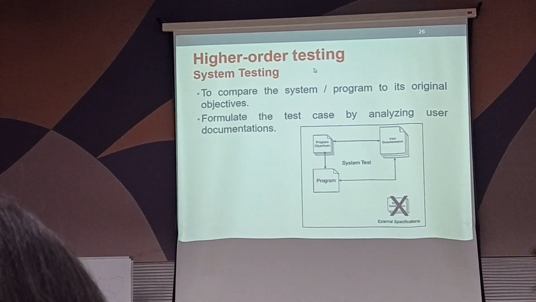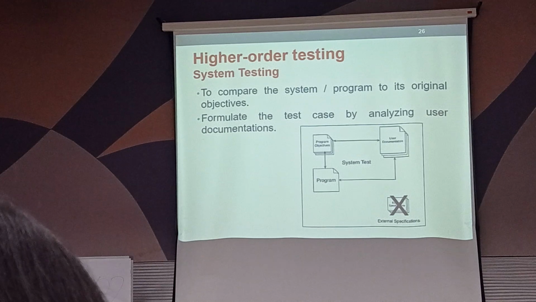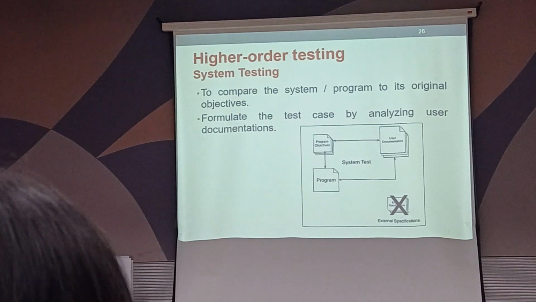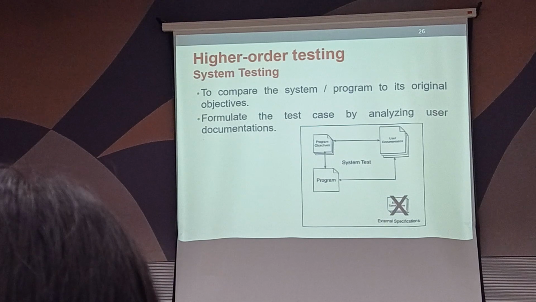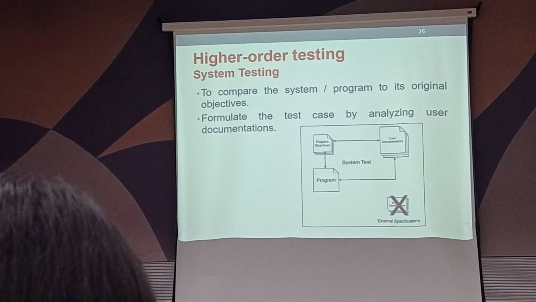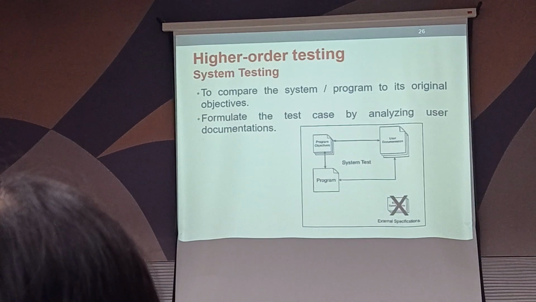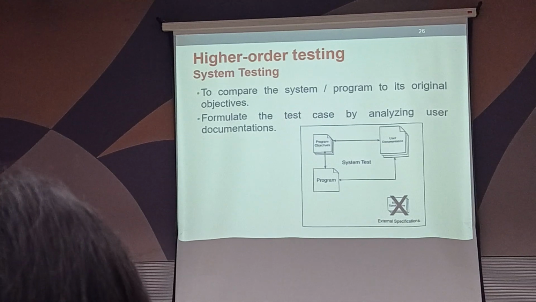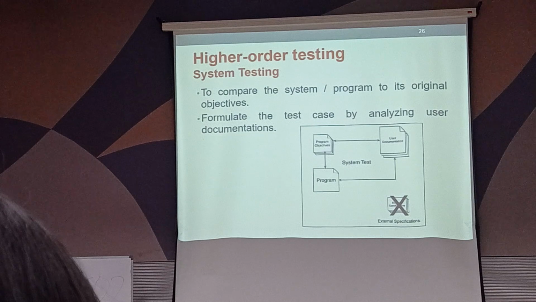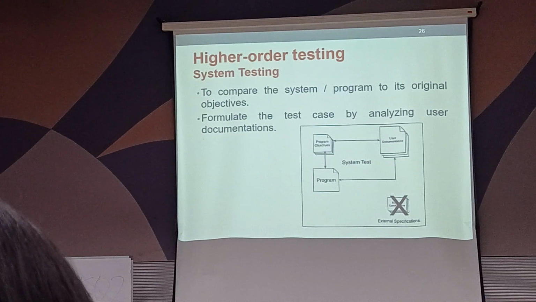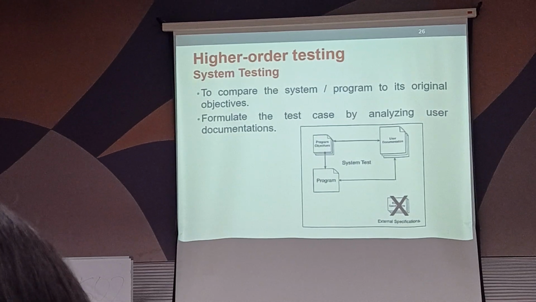So then when we say system testing, system testing will be to compare the system, or the executed program, to its original objective. So here we will be looking into what the system must do as an overall objective. When we say system testing, we are talking of the overall system. So we want to know if the overall system is fulfilling the objective or not.